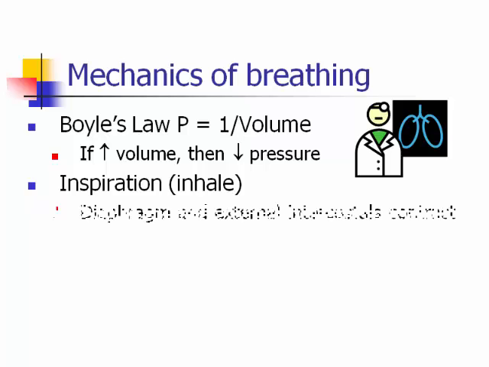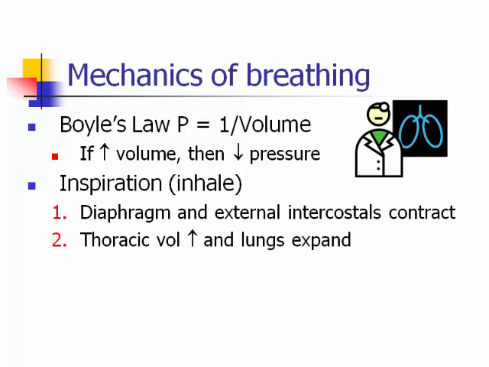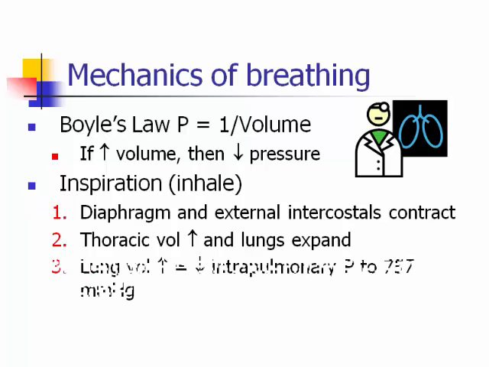The first thing we talked about was that the diaphragm and external intercostals contract. And tell me again, as they contract, what happens to volume? What happens to the size of your chest when you inhale? The volume goes up, yep, and the lungs expand. And what happens to pressure? If volume goes up, pressure goes down. Right, so the lung volume goes up, and there's a decrease in the intrapulmonary pressure to 757 millimeters of mercury.